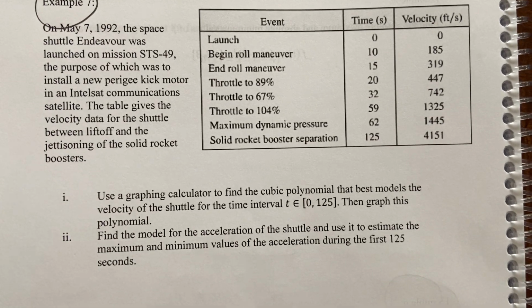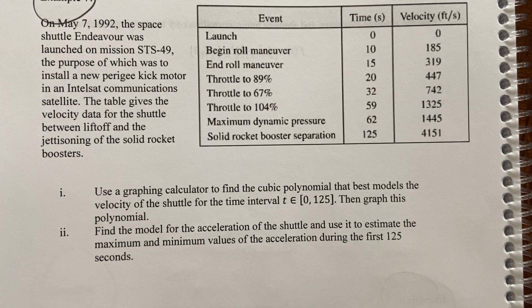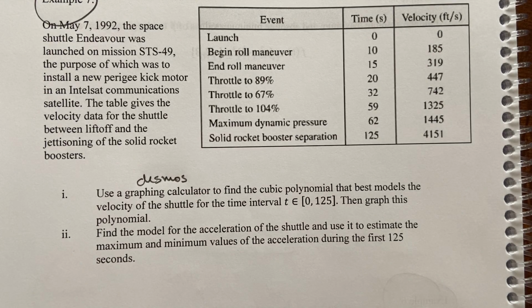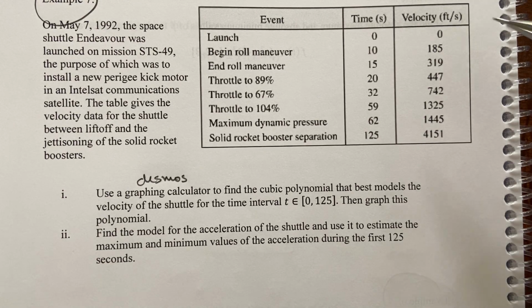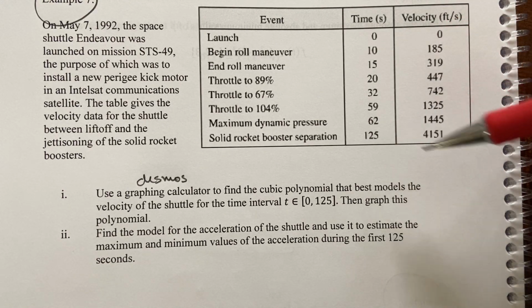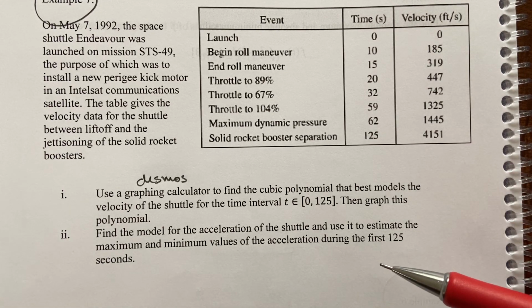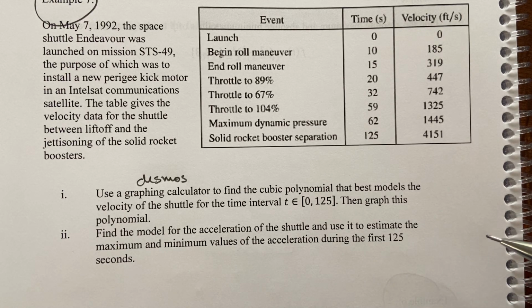Okay, so it says part 1, use a graphing calculator. In other words, for me at least, I'm going to use Desmos to find the cubic polynomial that best models the velocity of the shuttle for the time interval t in 0 to 125. Then graph this polynomial. Part 2, find a model for the acceleration of the shuttle and use it to estimate the maximum and minimum values of the acceleration during the first 125 seconds.